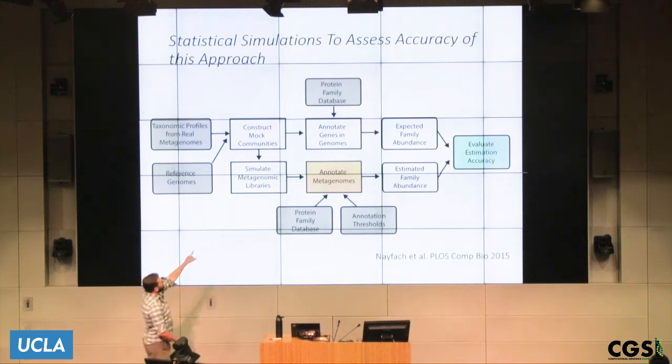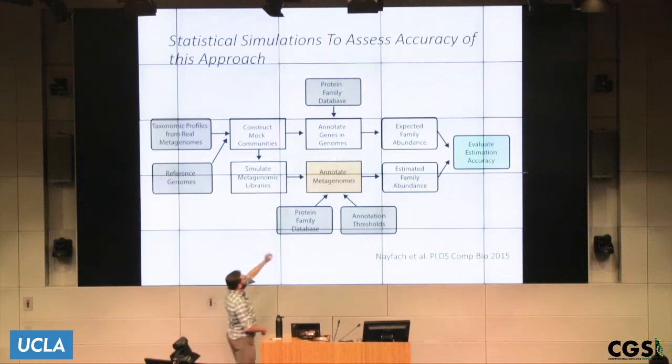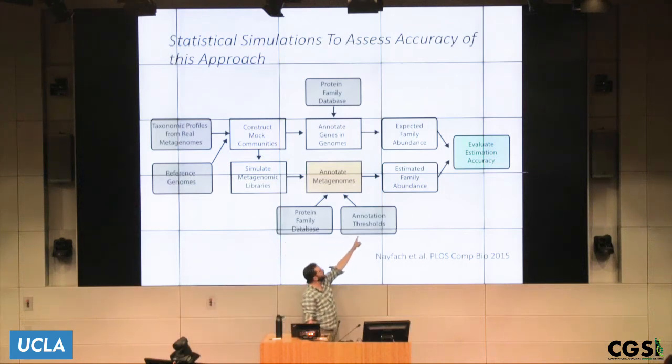And we took those simulated metagenomes and we annotated them using the exact same protein family database, and we applied a variety of different annotation thresholds to produce an estimated family abundance. We can then evaluate, by comparing our estimated family abundance to the expected family abundance, how different annotation thresholds affect annotation accuracy. Standard kind of stuff. Family proteins, you've got it.